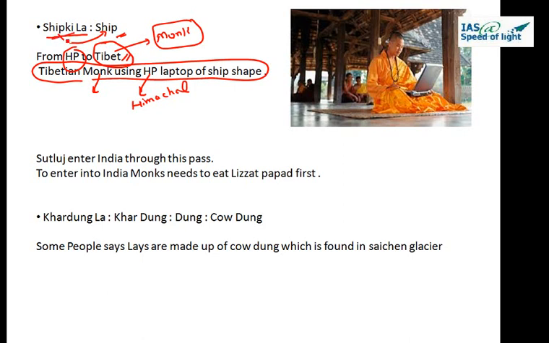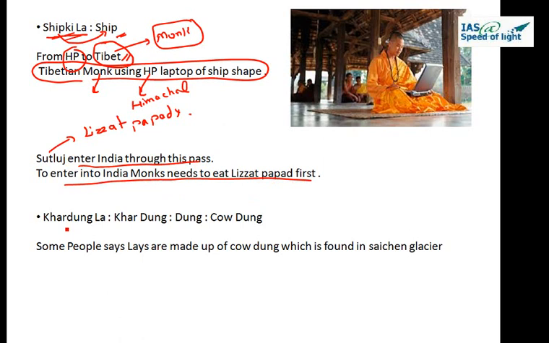Okay, Shipkila Pass, an important pass. Satluj enters India through this pass. We already have a picture for the Satluj river. Satluj is Lijjat papads. So Satluj enters through this pass, the Shipkila Pass. So to enter into India, monks need to eat Lijjat papad first.